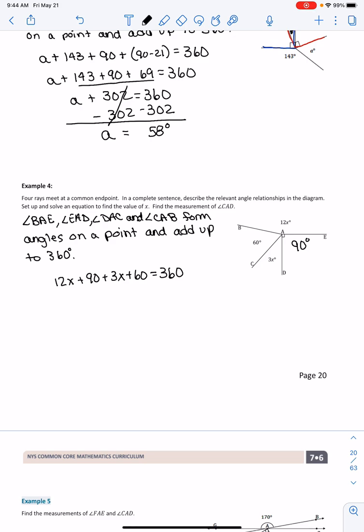So let's put our like terms together. So we have 12x and 3x, which is 15x. We have 90 and 60, which is 150. And all of that equals 360 degrees. So now what I'm going to do is subtract 150 from both sides. So now I have 15x, and that's going to equal 210. And I'm going to divide both sides by 15.